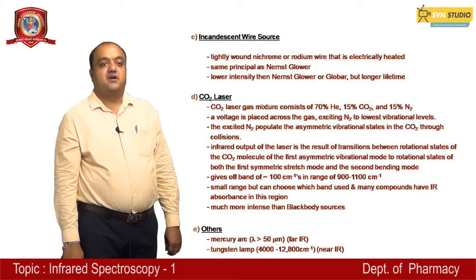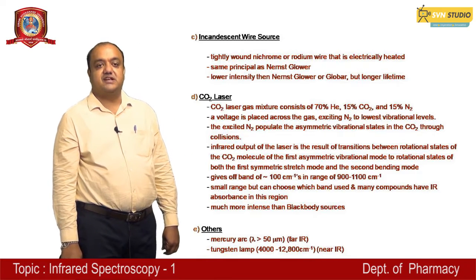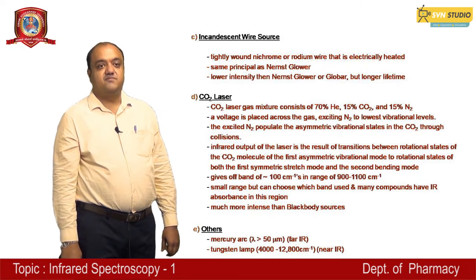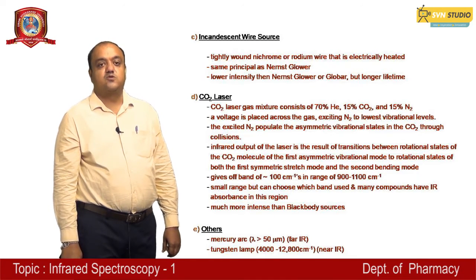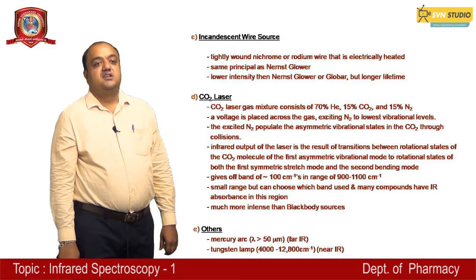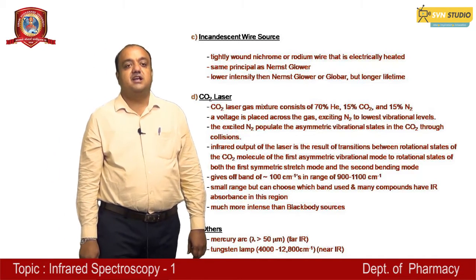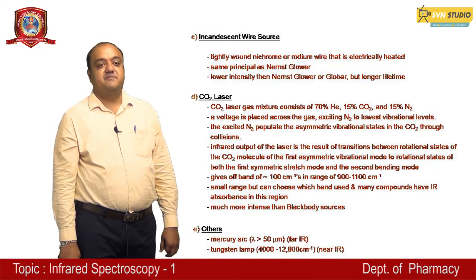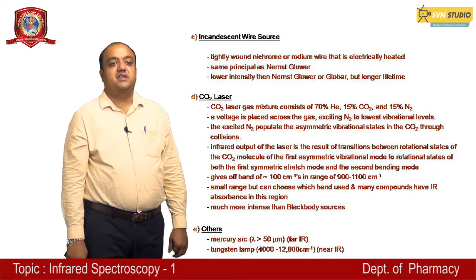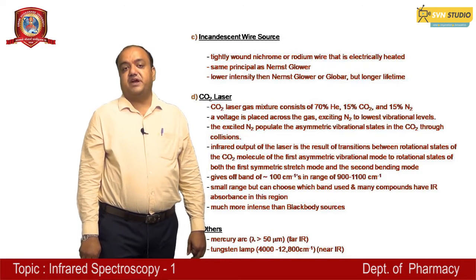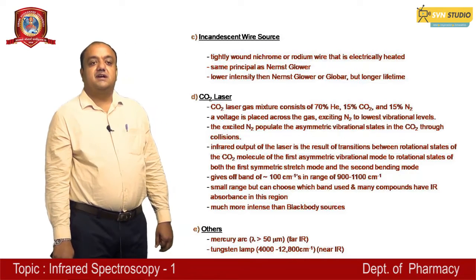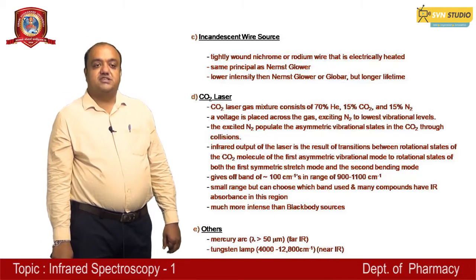Infrared output of the laser is the result of transitions between rotational states of the carbon dioxide molecule, from the first asymmetric vibration mode to rotational states of both the first symmetric stretch mode and the second bending mode. It gives off a band of 100 centimeter inverse in the range of 900 to 1100 centimeter inverse, but you can choose which band is used, and many compounds have IR absorbance in these regions much more intense than black body sources.